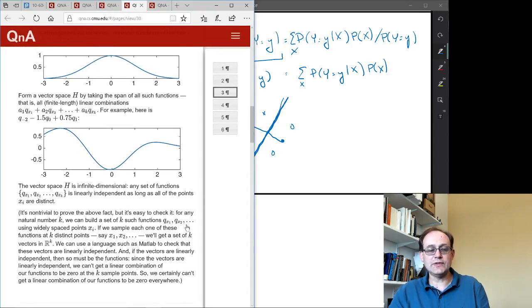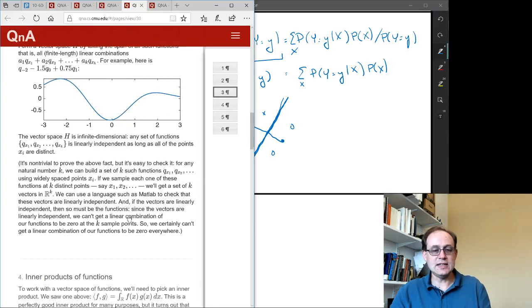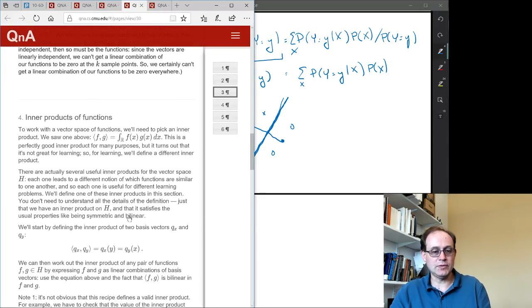So it turns out that this vector space is infinite dimensional. Basically, you can get infinitely many linearly independent functions as part of this vector space. It's not really trivial to prove that fact, and so we won't do that, but it's pretty easy to have a proof by example, right? And I've got a recipe here for choosing a size k set of linearly independent functions. And you can check that recipe for yourself if you like. So that's a nice infinite dimensional vector space.